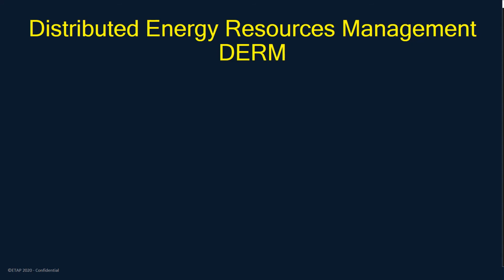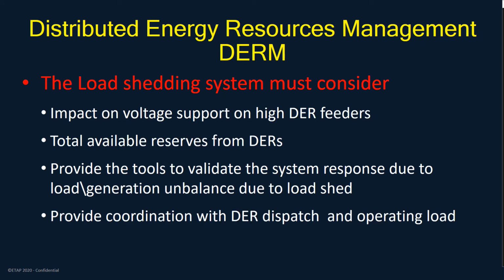As we discussed before, quality of service is important. The load share system must consider the impact on voltage support. Monitoring the DERs is important to calculate the available reserves. But in addition, the load share system must understand the response of the DERs for a determination of the available resources. As more and more DERs are added into the systems, the load share system must be able to evaluate and validate the system response as load and generation grows. In addition, it must be able to measure the unbalance of generation or load when load shed happens. The load shed system must coordinate with the dispatch of DERs.